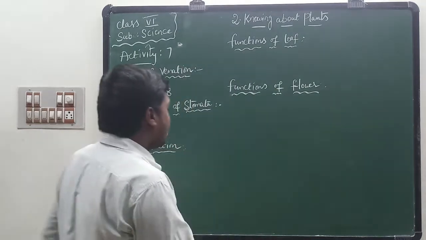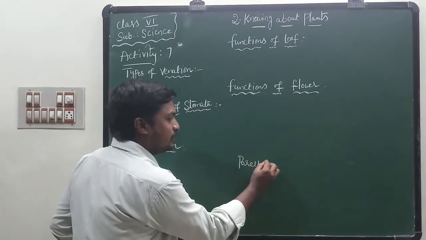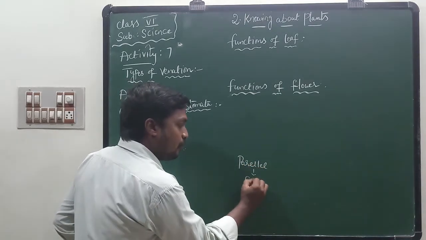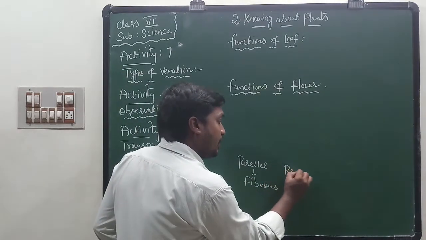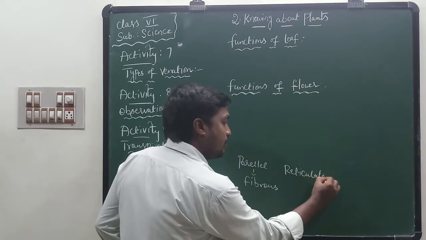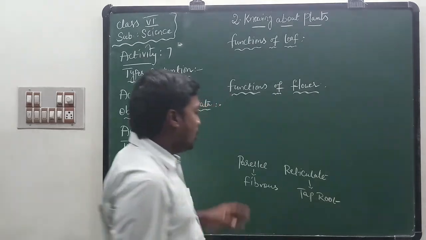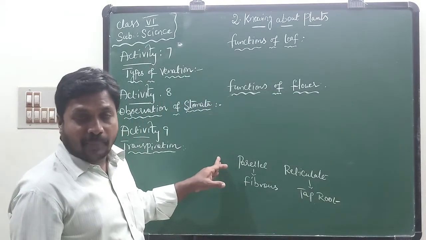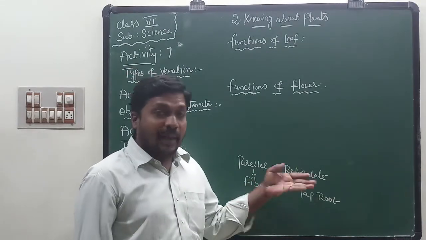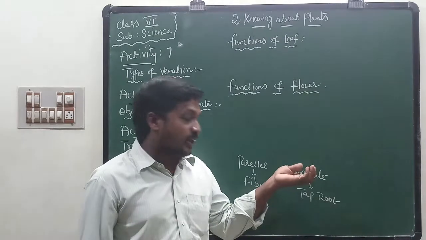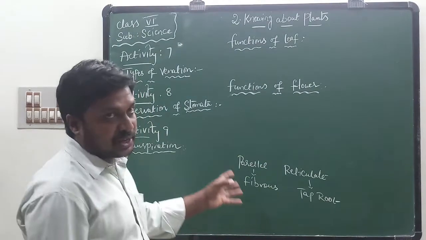Do you know, children, the plants which show parallel venation have a fibrous root system. The plants which have reticulate venation show a taproot system. For example, if you take a paddy leaf, it has parallel venation, and it has a fibrous root system. Mango or neem trees have reticulate venation, and they have a taproot system. So, this is about venation.